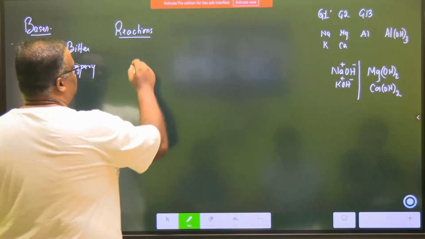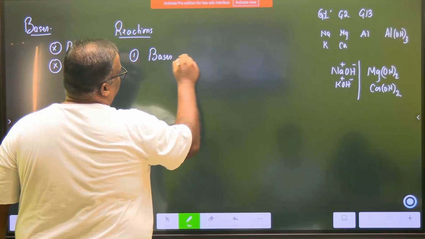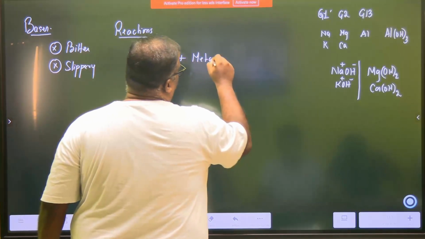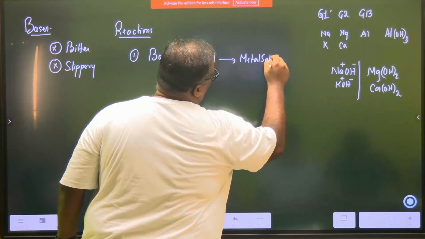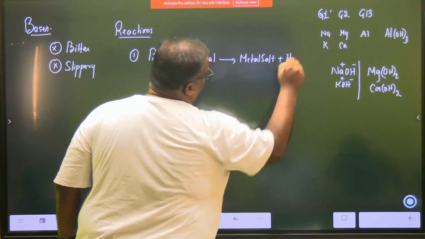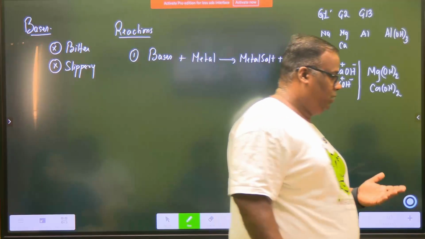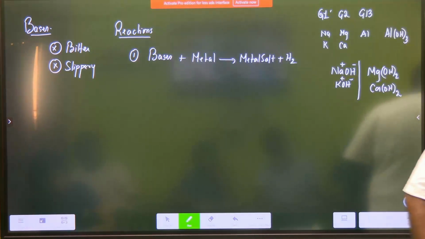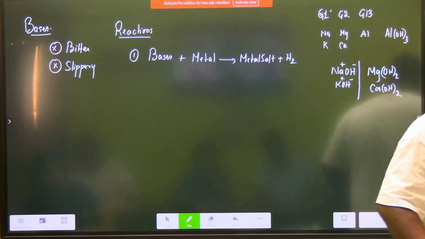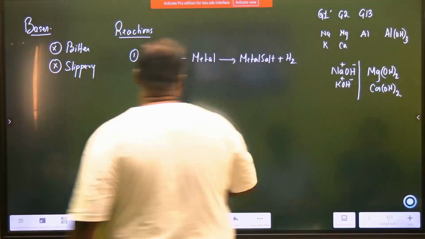The first reaction is: base reacts with metal, again like acid. It will form a metal salt and it will also release hydrogen, but this metal salt will be very interesting. Okay, we had studied this. Acid reacts with metal to form metal salt and releases hydrogen. Similarly, base will also react with metal. So let's see the reaction out here.